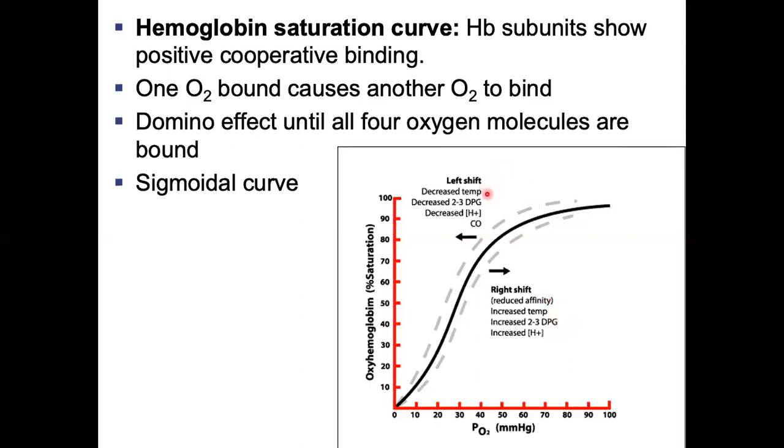A left shift would be increased affinity, right? So hemoglobin has a higher affinity or likes oxygen more. That would be when temperature is lower, when you have less CO2, so less protons or less acid, and less of a metabolic intermediate. Okay, so see if you can rationalize that or think through that.